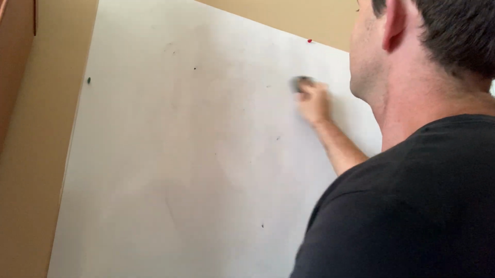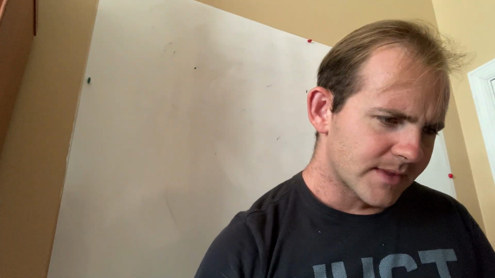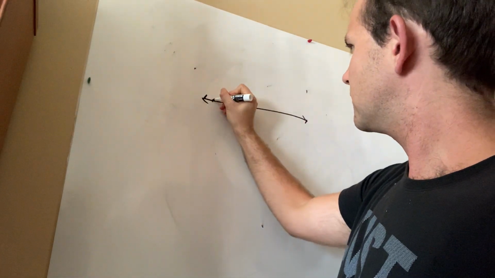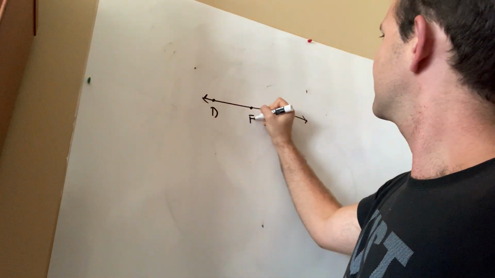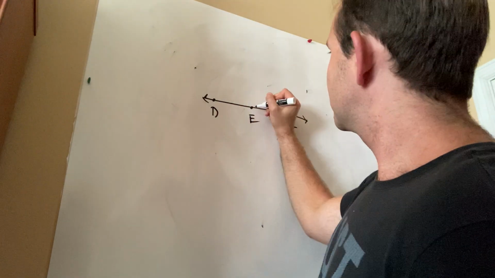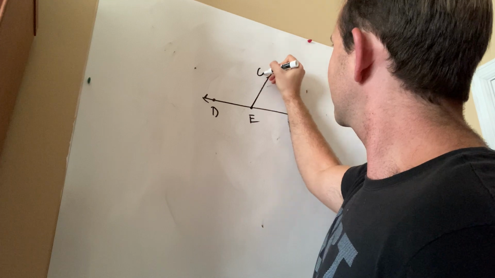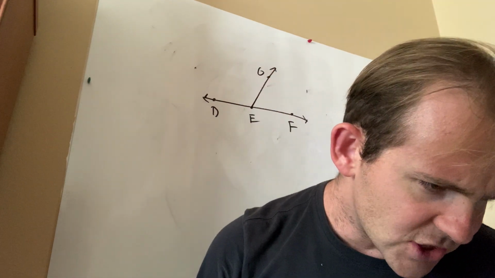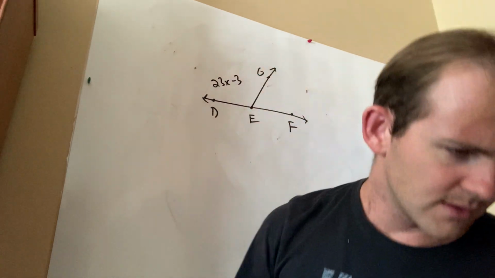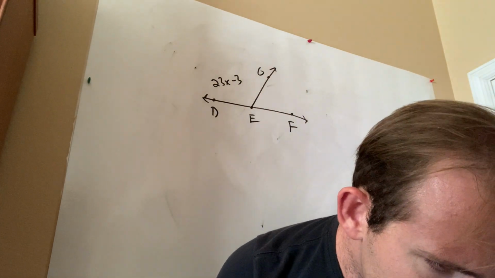Alright, so let's see what they tell me here. They give me a straight angle. So we got D, E, F, and that's a G, right? Okay. And they tell me that DEG is this, 23x minus 3. Did I read that right? Yeah. And that's 12x plus 8.